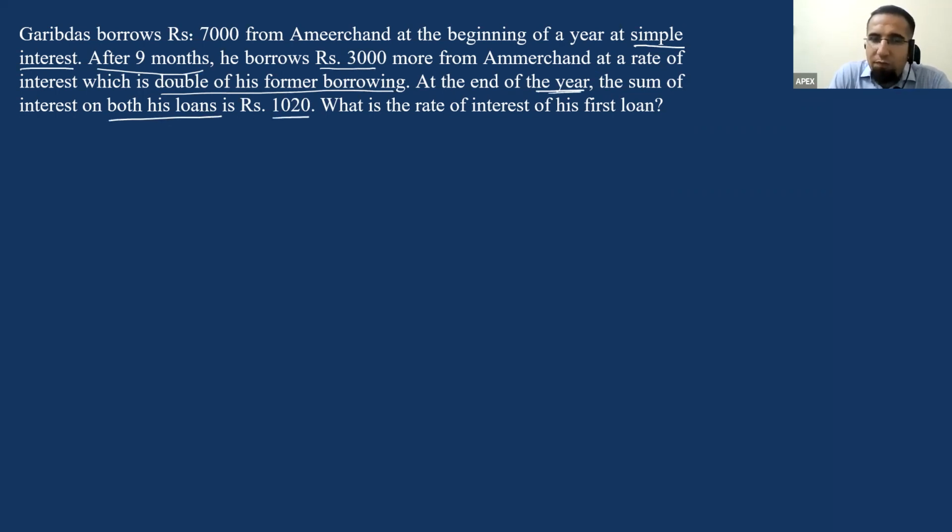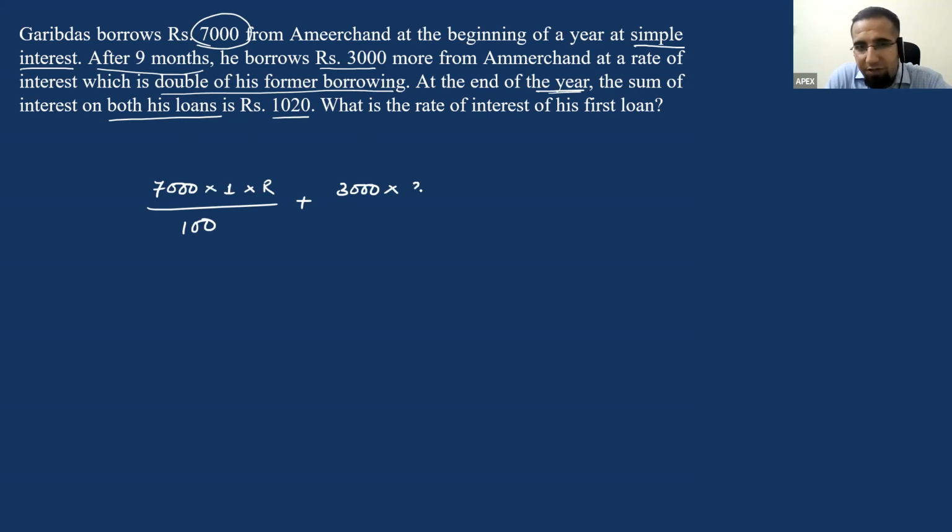So 7,000 he has borrowed for how long, guys? 7,000 he has borrowed for 1 year. So P into T into R divided by 100. The 3,000 rupees he borrowed after 9 months. If I'm talking about after 9 months, which means this 3,000 was invested for how many months? Only 3 months. So time becomes 3 upon 12, divided by 100, and the rate at which it was lent was twice that of the previous rate. Now this sum total should be equal to 1020. I think it's a pretty easy and straightforward question.